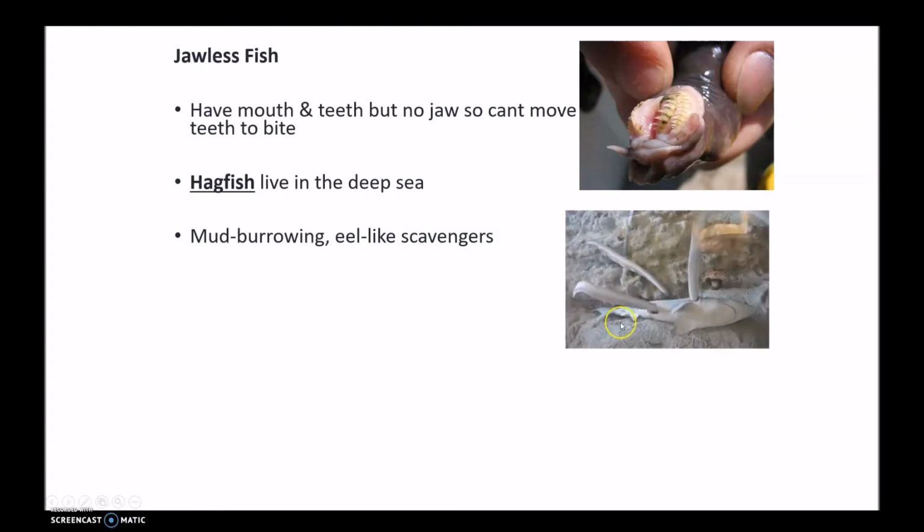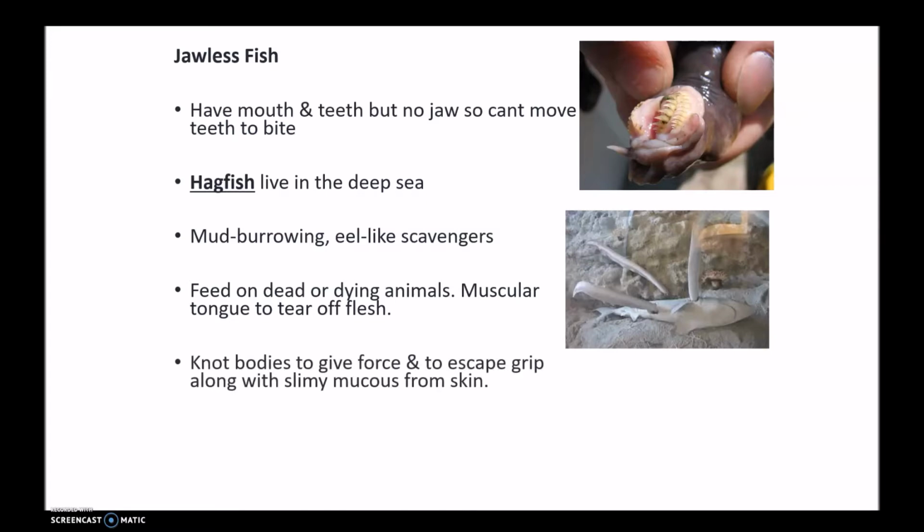And what they do is they find the carcass of an animal that's died. This unfortunate shark has died, and many hagfish will come and bite in and start to scavenge that dead animal. They feed on dead or dying animals, and they've got a really strong muscular tongue to help tear off flesh from the dead animal.